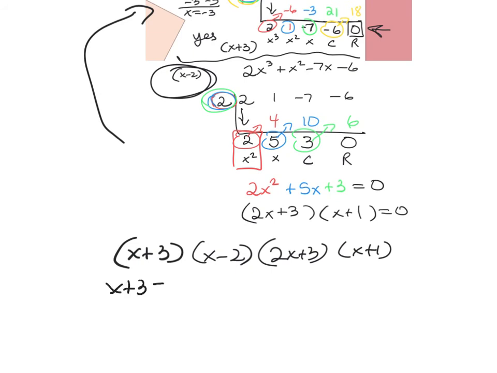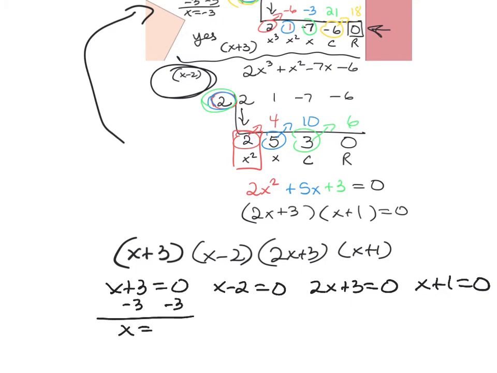So I set x plus 3 equal to 0, x minus 2 equal to 0, 2x plus 3 equal to 0, and x plus 1 equal to 0. I'm now going to solve for x on all 4. Subtract 3. X equals negative 3. Add 2 on this one. Subtract 3. Then divide by 2.